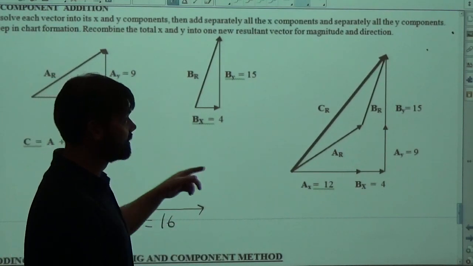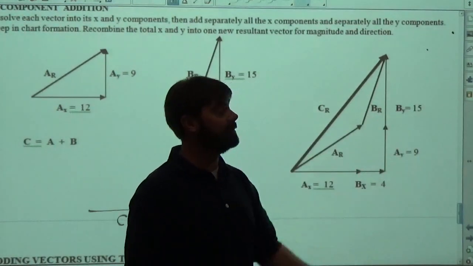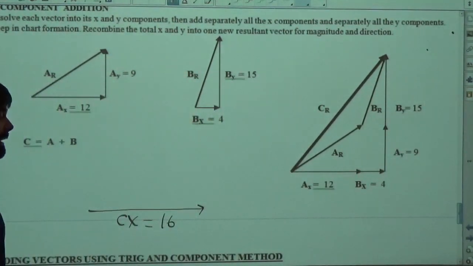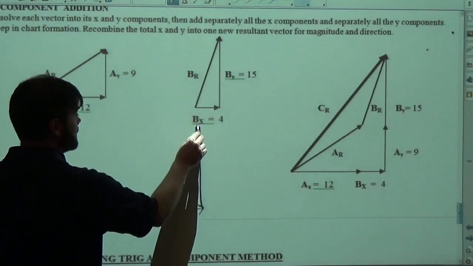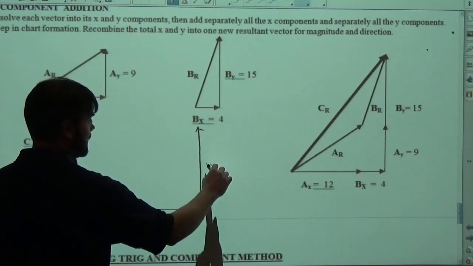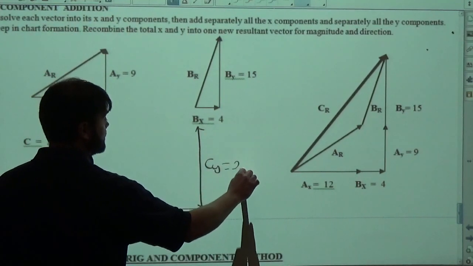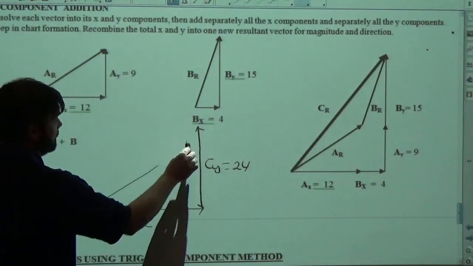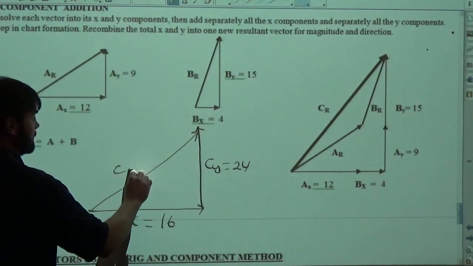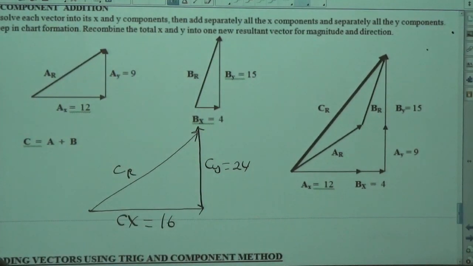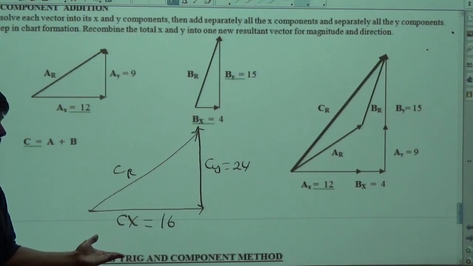And then the vertical component, my A of y and B of y, we have 15 and 9, so that gives us 24. So going upward like this, which we could call C of y, would be equal to 24. And I could draw my new vector C here, C of r going that direction. So it's drawn out with the components.